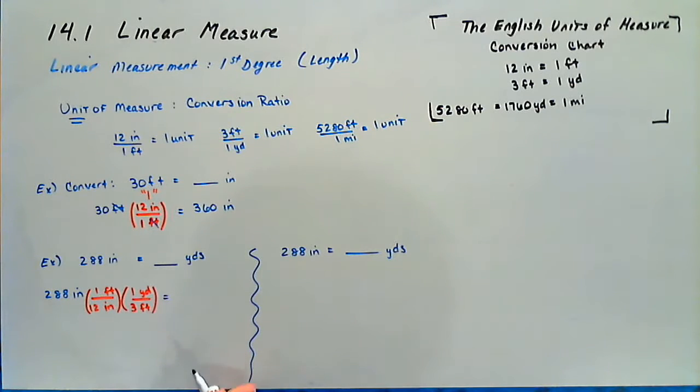So therefore, I'll turn this into a fraction. Reduce the units of measure. So I am left with 288 over 12 times 3, which is 36. The only units of measure left are yards. When I reduce, we end up with 8 yards.